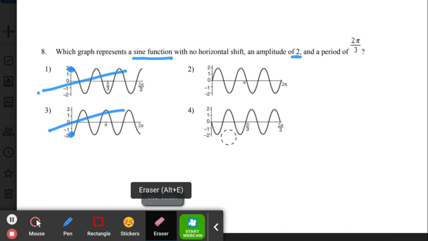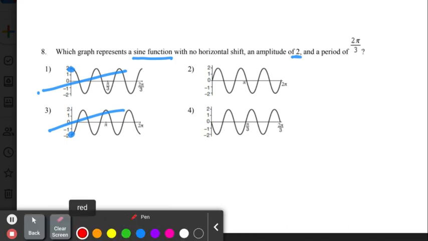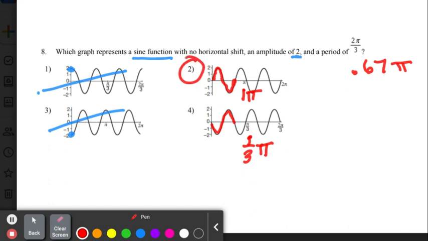And a period of 2 pi over 3. So 2 pi over 3 is about 0.67 pi, 2/3 pi. So here's this graph to get all the way here. And then, so they look like they take the same distance. But this pi over 3 is actually 1/3 pi, and this is a 1 pi. So option 2 comes closest to 2/3 pi.